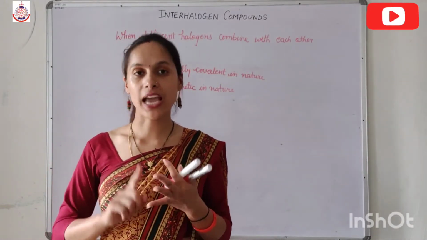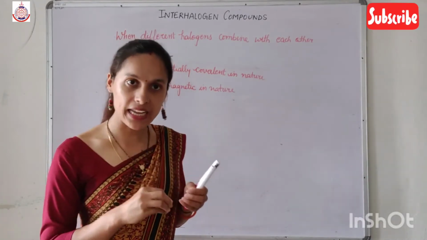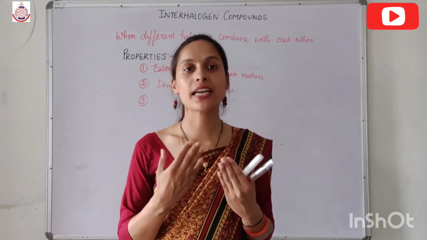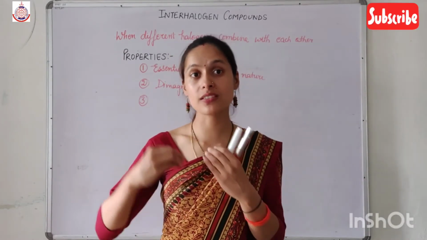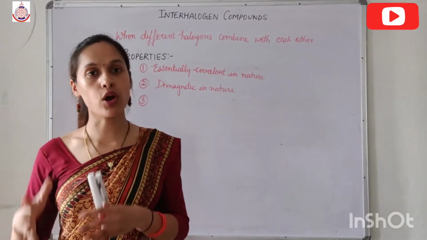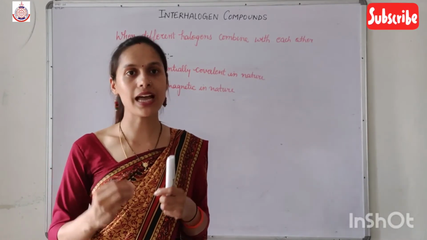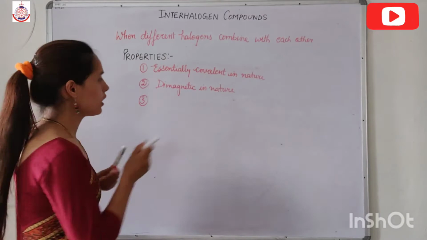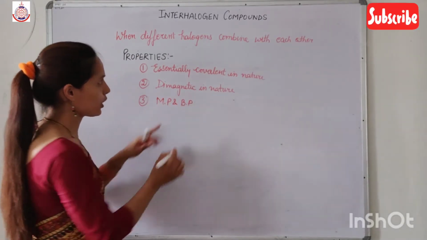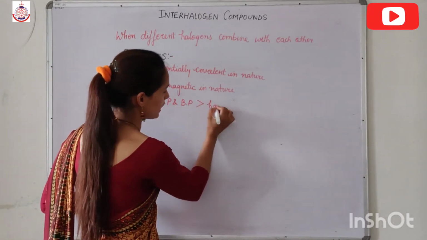So if we talk about halogens, in halogens we have London forces. But in interhalogen compounds, due to the generation of a little bit of polarity, we have dipole-dipole interaction, which is greater than the London forces. And because of this, the melting and boiling points of the interhalogen compounds are slightly higher than those of the halogens.